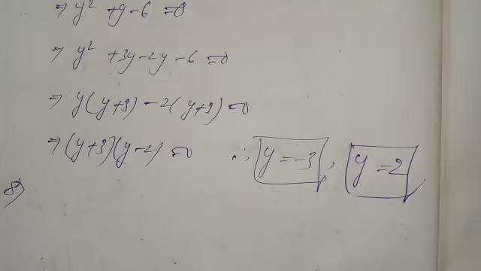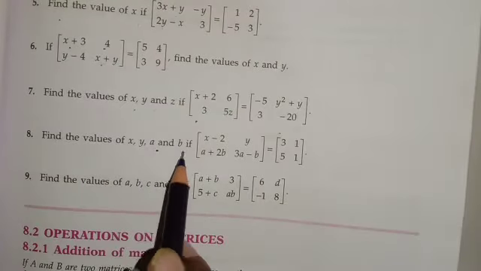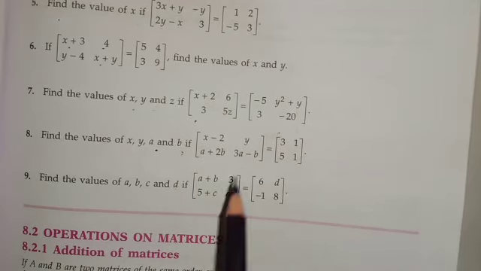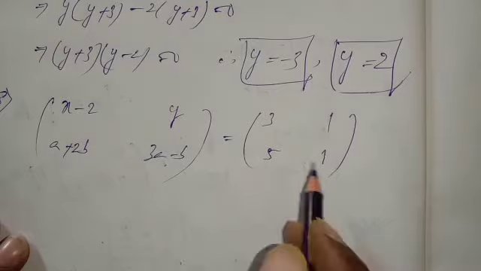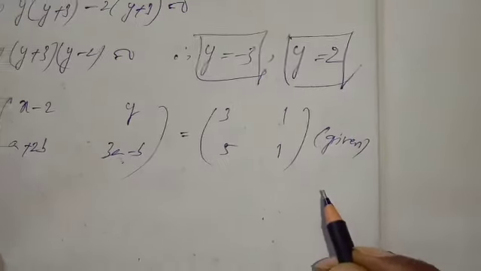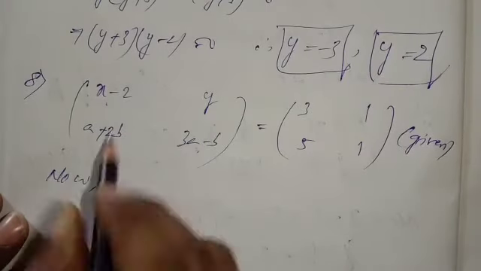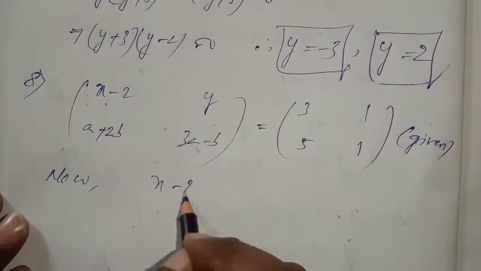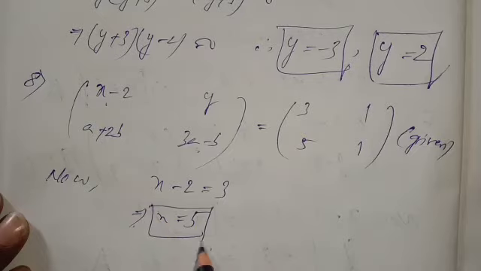Question number 8, what is given to say? Find the value of x, y, a and b. If condition given, just compare both sides, you can solve. Just write what is given. Then comparing both sides, x minus 2 equal to how much? 3. x minus 2 equal to 3. So this implies x will be how much? Taking 2 that side, x is equal to 5.